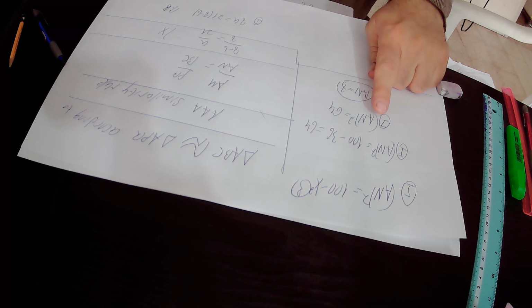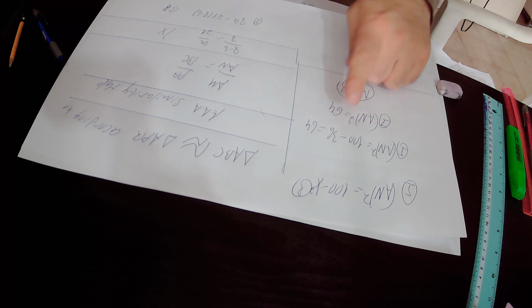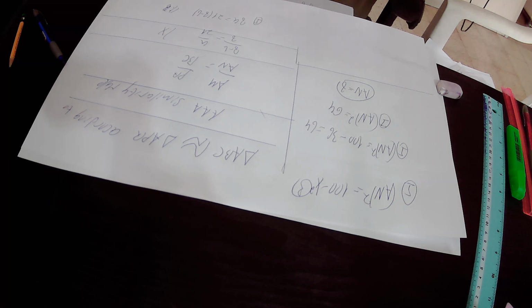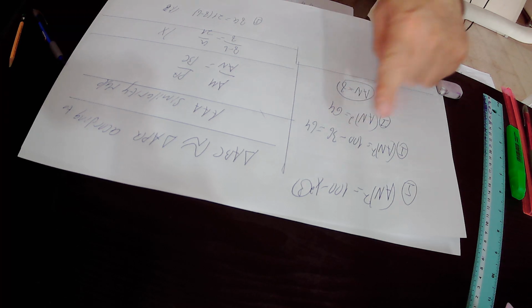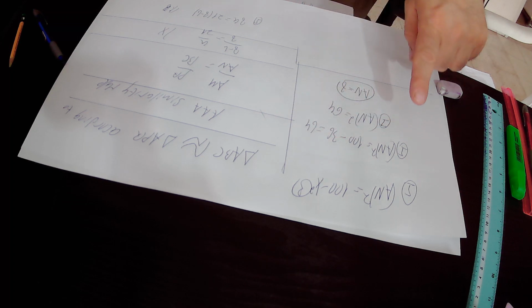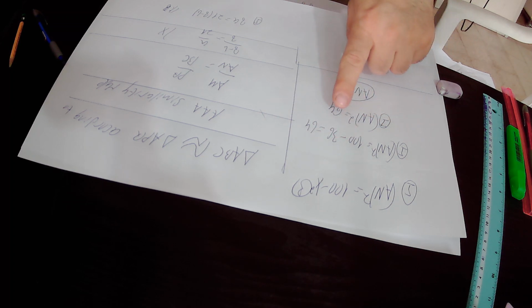Okay, so AN squared equals 100 minus X squared, and we just found out that X equals 6. If X equals 6, it means that X squared equals 6 squared, that is 36. So in total, AN squared equals 100 minus 36. 100 minus 36 is 64. So AN squared equals 64.